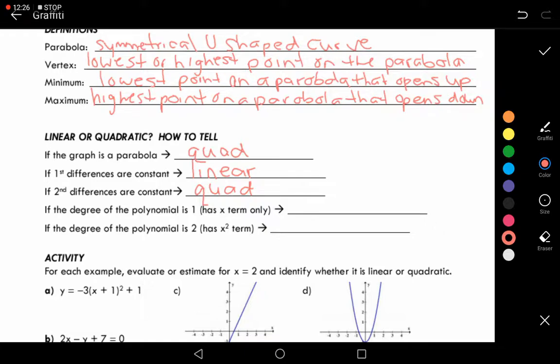If the degree of the polynomial is 1, so if it only has an x term, okay, there's no x squared term, just an x term, then it's going to be linear. If, on the other hand, the degree of the polynomial is 2, or if it has an x squared term, we know right away that it is quadratic.